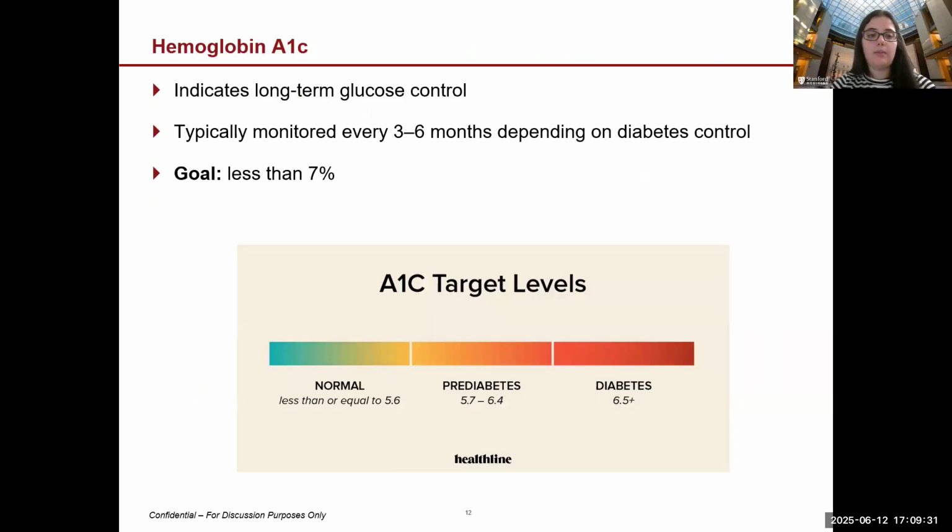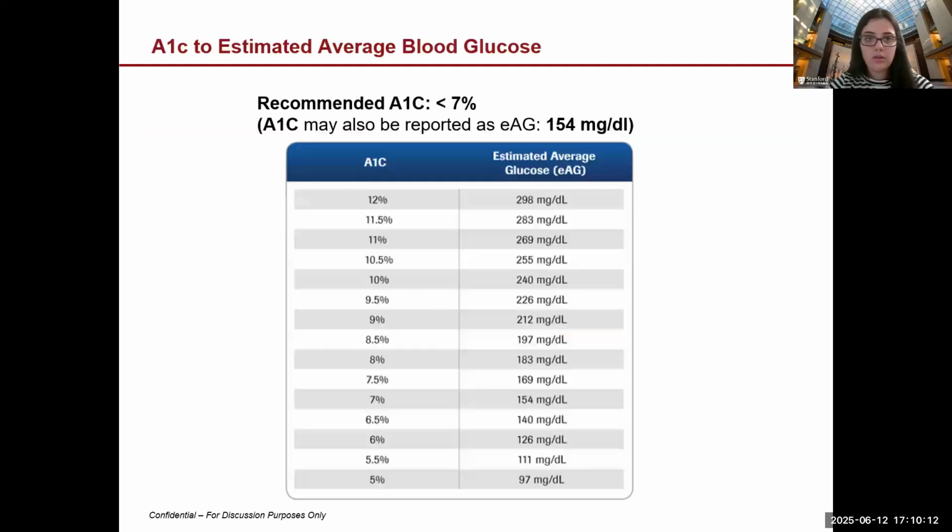So A1C indicates long-term glucose control compared to the fasting and postprandial blood sugar. It's typically monitored every 3 to 6 months, depending on diabetes control and what type of diabetes you have. And the goal is usually to have it less than 7%. For diagnosis, we look at these three values. So if it's less than 5.6%, it's normal. If it's between 5.7 to 6.4%, this is prediabetes. And if it's greater than 6.5%, this is diagnosed with diabetes.